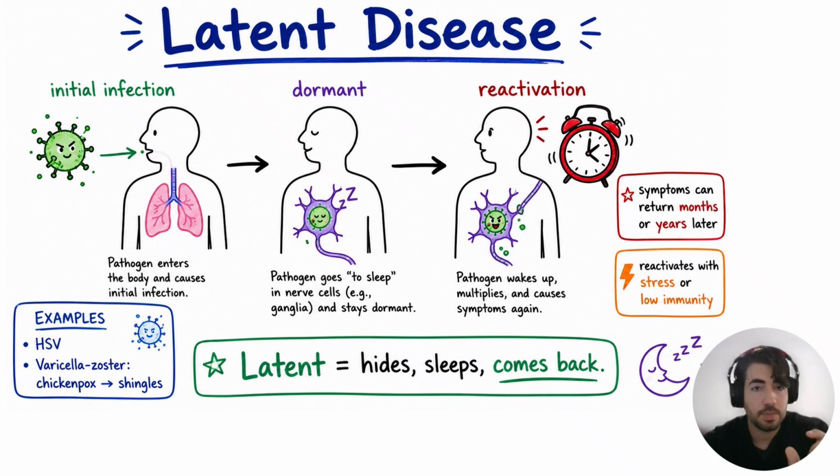So quick check. If symptoms persist for months, years, or a lifetime, that's chronic. If the pathogen goes to sleep and later he wakes up, he reactivates, that is latent. If the disease starts suddenly and lasts a short time, that's acute. Okay? That's the whole pattern. Acute fast, chronic long, and latent is hidden, then he returns or wakes up or reactivates. Simple.